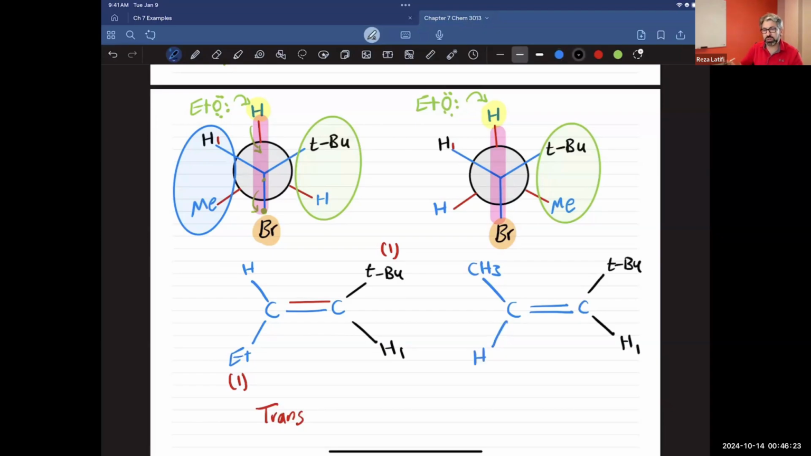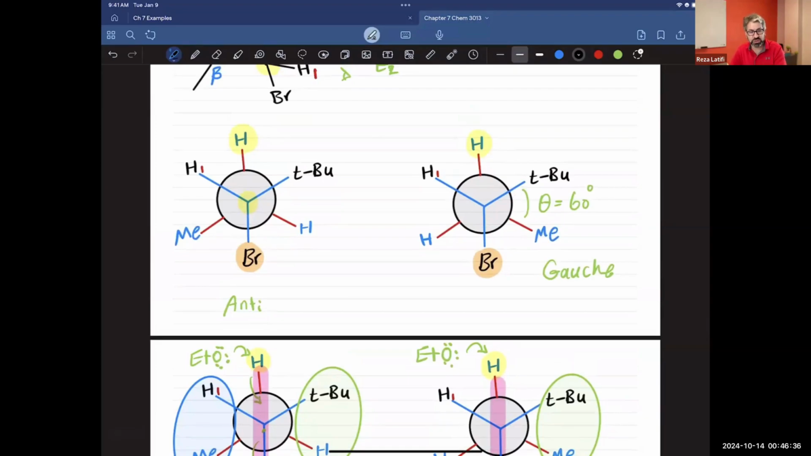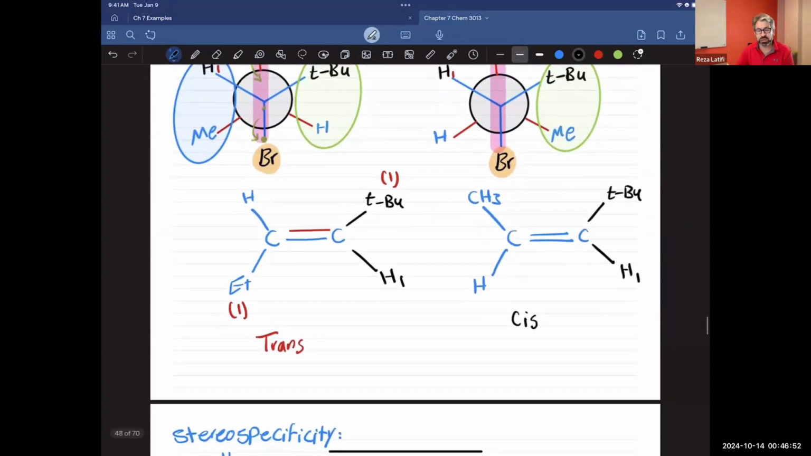Okay, this time the two substituents are on the same side, so I'm going to say I got cis. Now, which one of these is more stable? Let's go back to the starting point. We had anti versus gauche. Anti is more stable than gauche. So what does it mean? It means the cis product will be less stable than the trans. Trans is more stable than the cis product. And so the reaction is going to favor the trans.